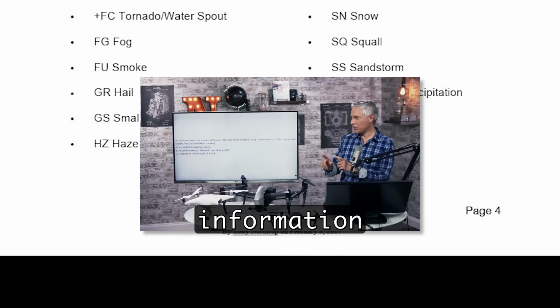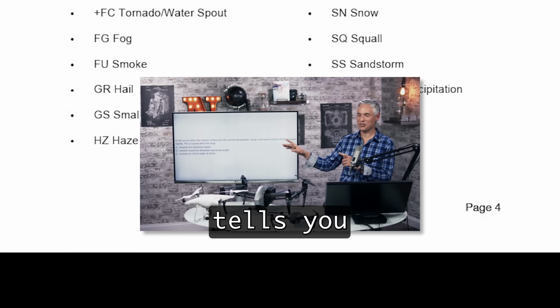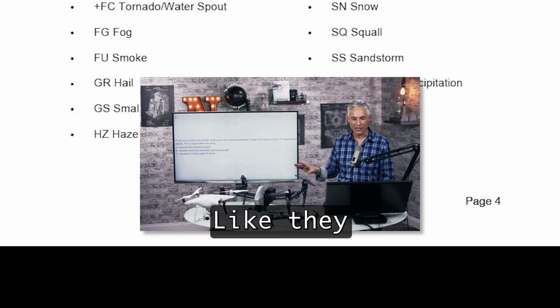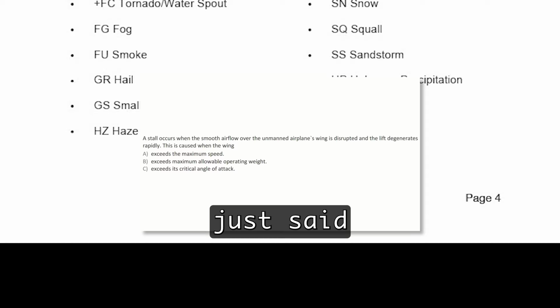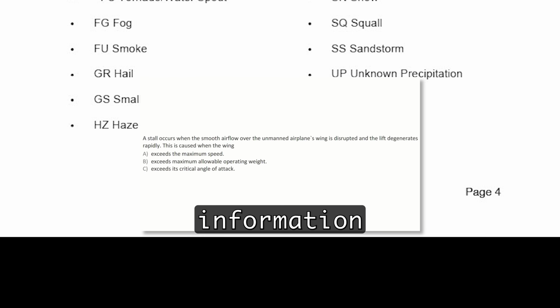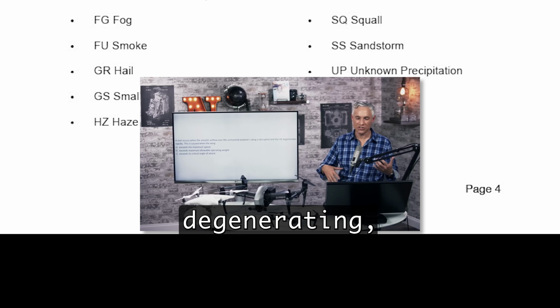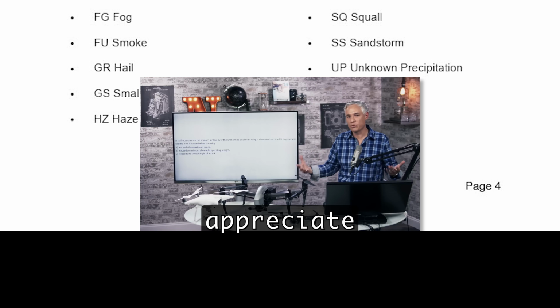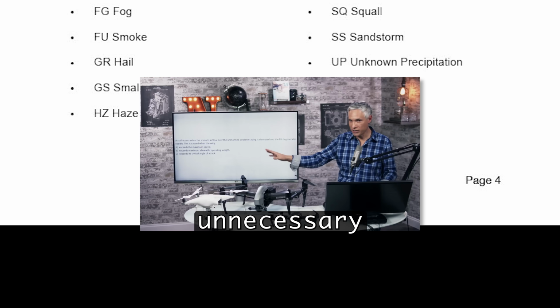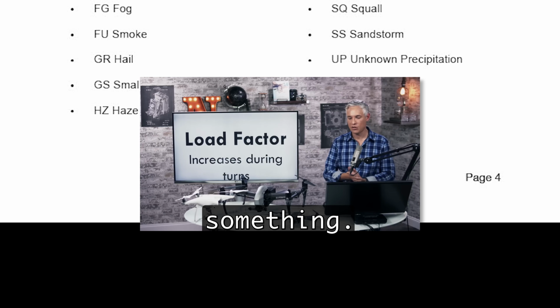Now, there's a lot of information just in that question, and this tells you a lot about what the FAA wants you to understand in this test. They could have just said what causes a stall, but they put all this information in the question itself about lift degenerating because they just want you to appreciate the complexity of airplanes and how everything works. There's unnecessary information in that question that tells you something.